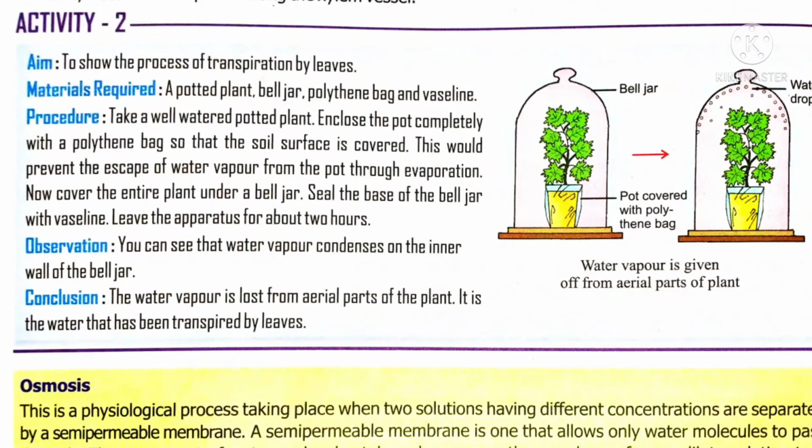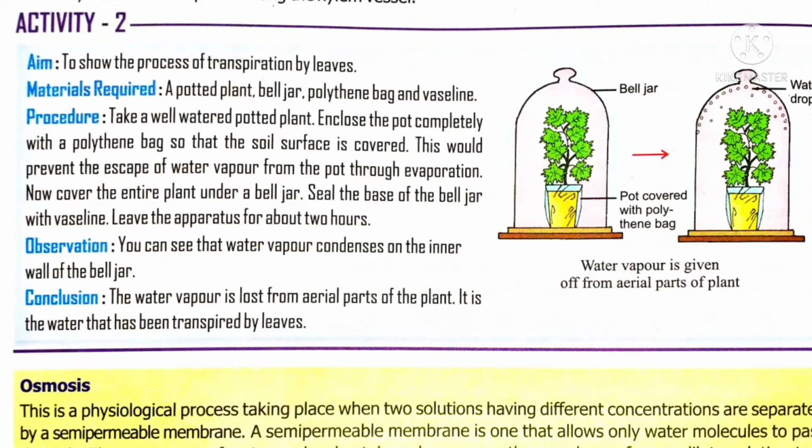You know that there are many minute holes present in the pot. So what will happen? Through these holes, water will evaporate out. To prevent the escape of water vapor from the pot, we are covering the pot with the polythene cover. Now we are going to cover the entire plant with a glass bell jar and seal the base of the bell jar with Vaseline. Leave this complete setup for a few hours.